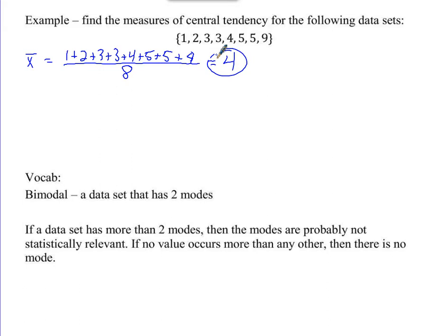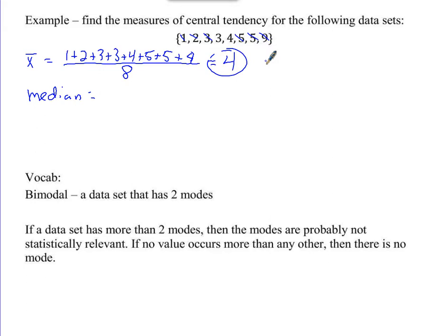The median. Do we have a symbol for median? No, so what should I write? Just median? Okay, to find the median, we go for the middle number. And the nice thing about having an ordered set of data is that we can just chop off the ends. So we take out these two numbers, we take out these two numbers, we take out these two numbers, and we're left with 3 and 4.